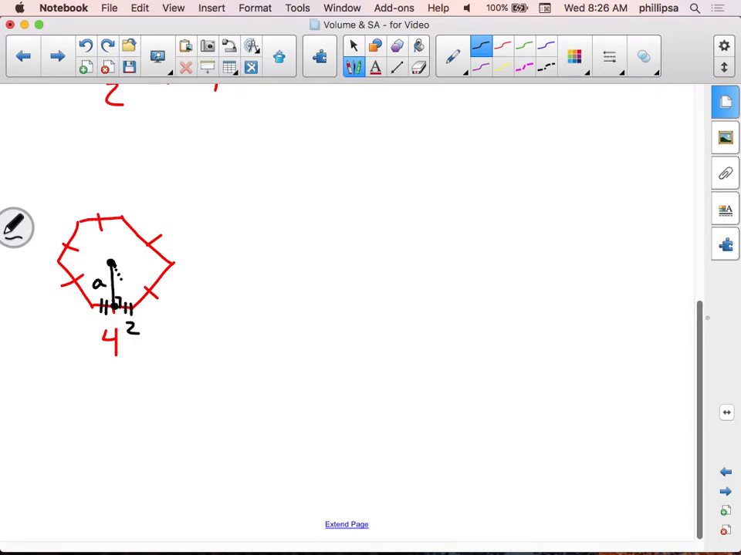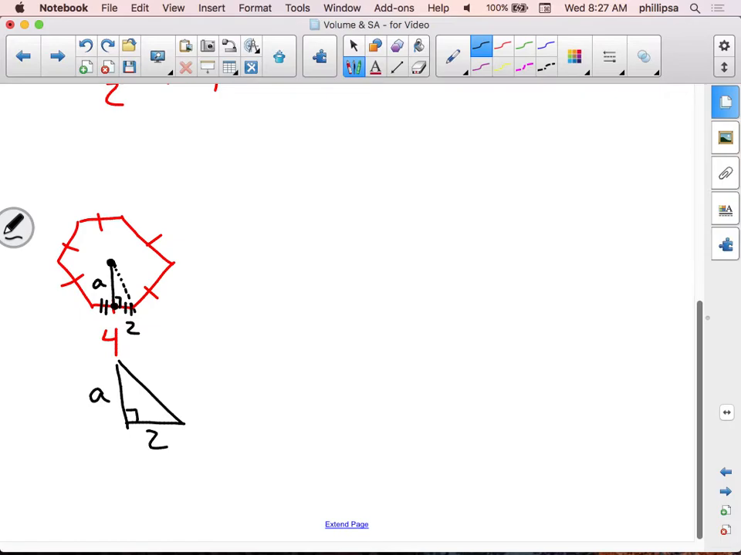If I draw my radius here, I'm going to end up with a right triangle that has a base of 2 where I need my height. I don't know what my radius is, so I'm going to have to figure out an angle so that I'd be able to figure out using trig what the height would be.